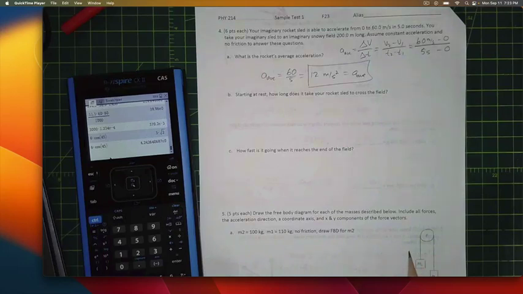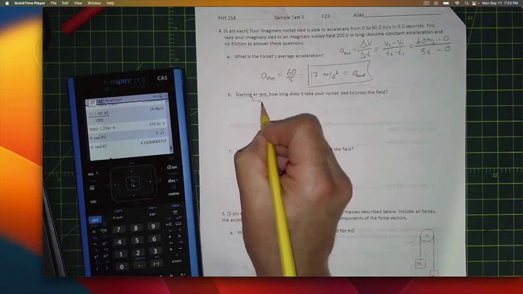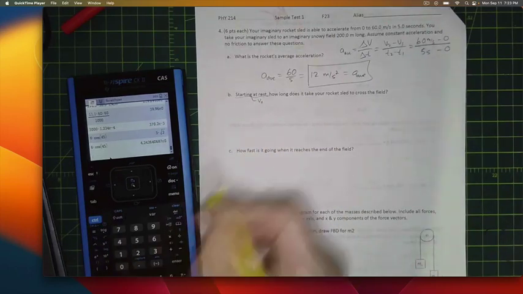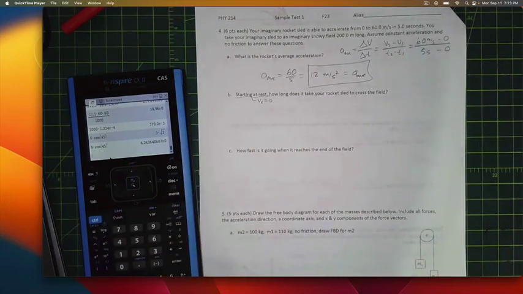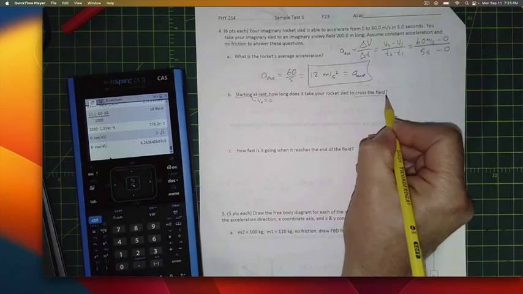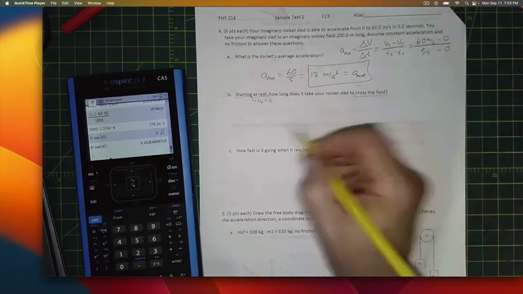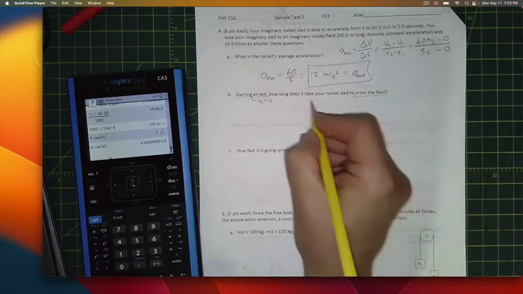Starting from rest, how long does it take a rocket sled to cross the field? Starting from rest is a clue that it's not moving at the start, no speed at the start, so V naught is 0. How long does it take it to cross the field? Going all the way across the field tells us what happens in X. So let's use our X equation.